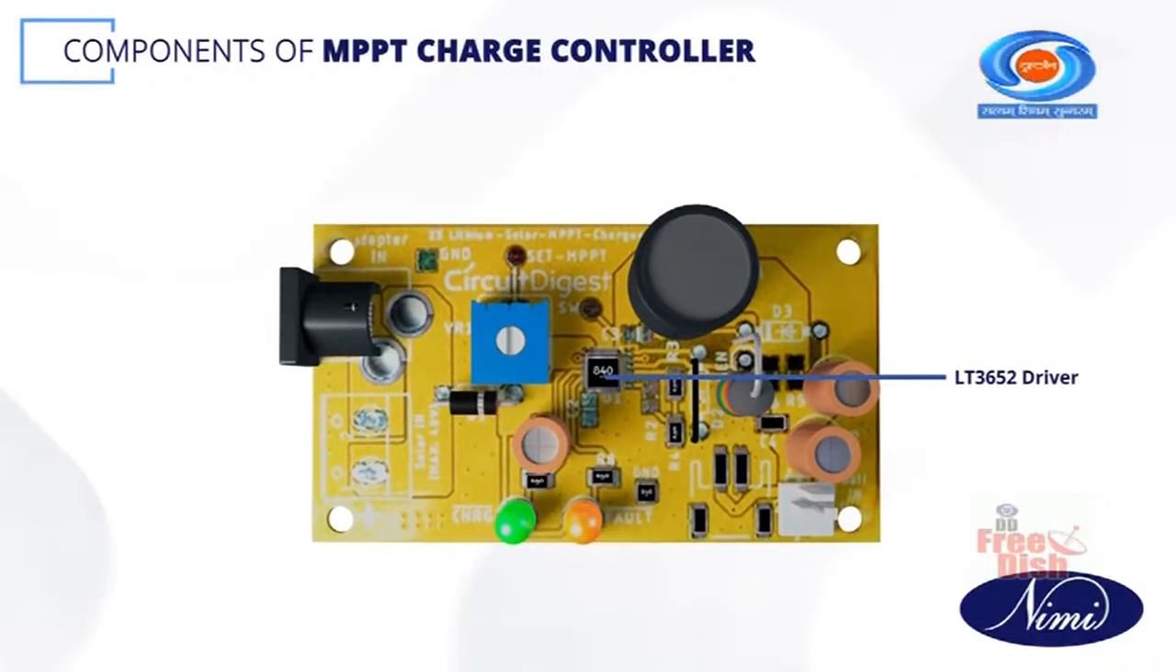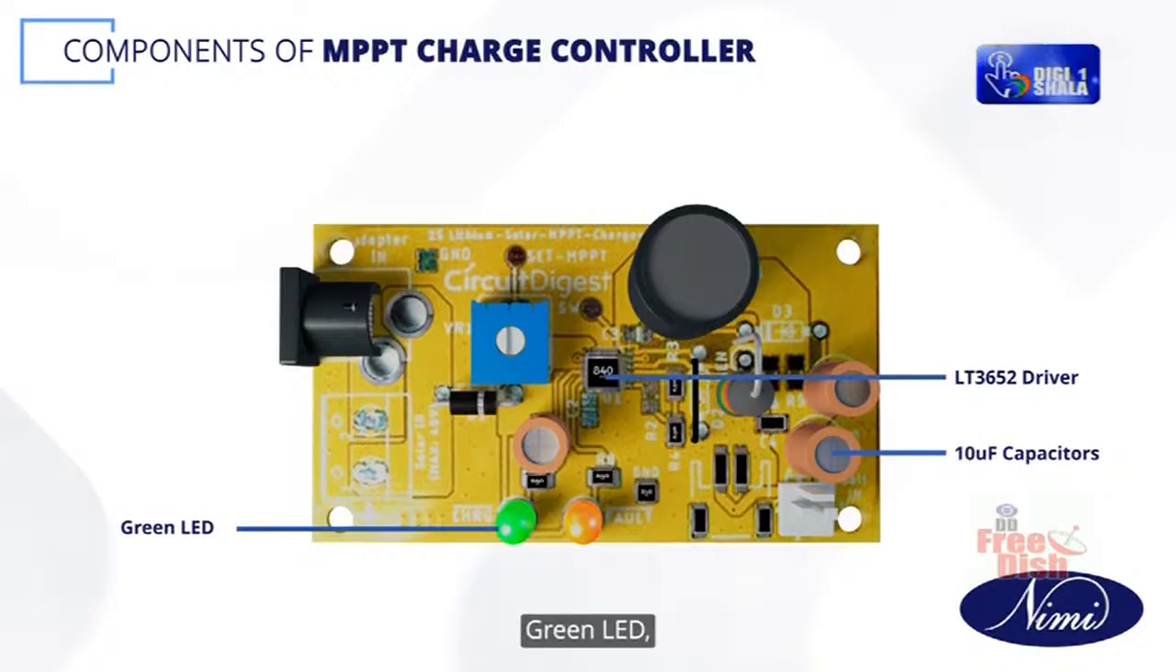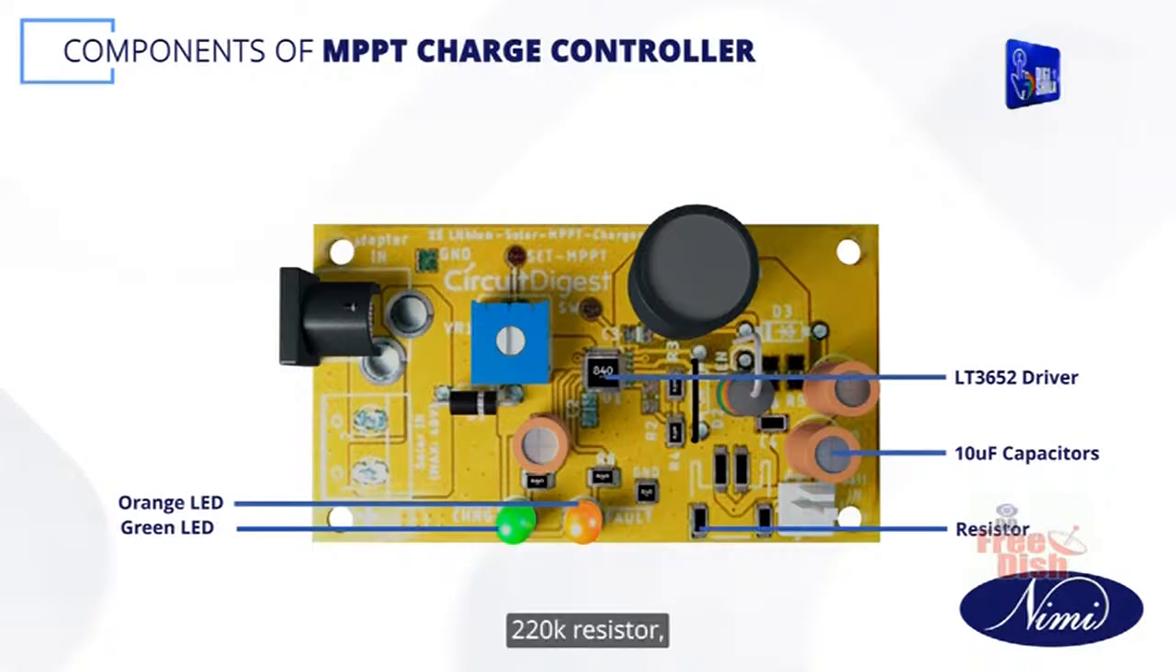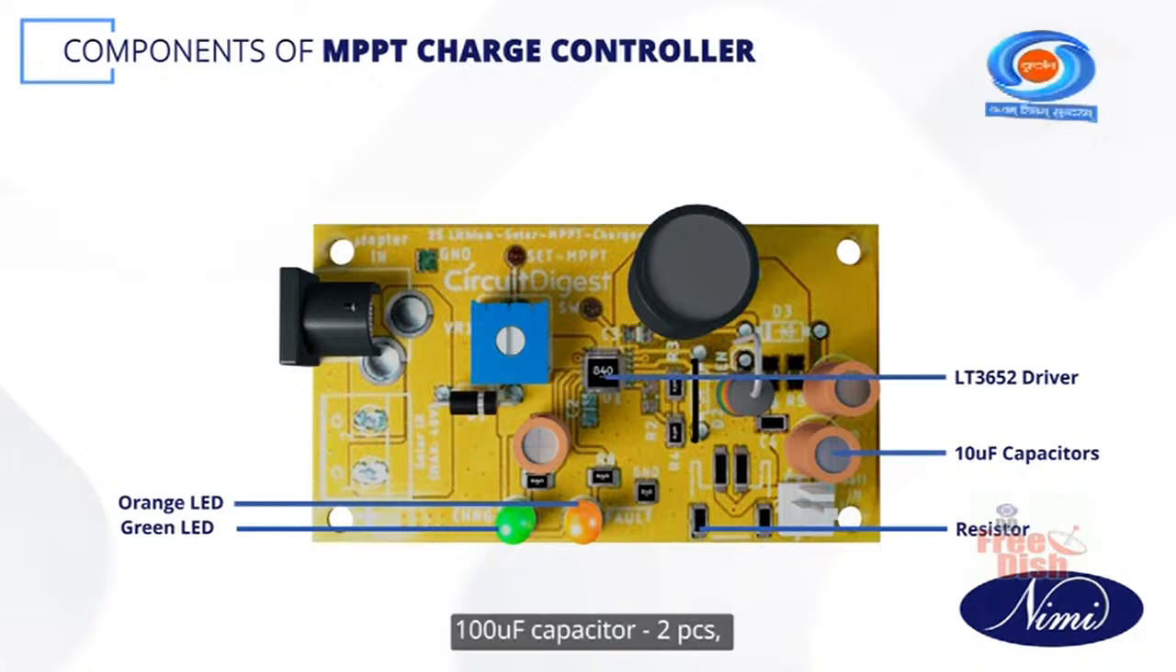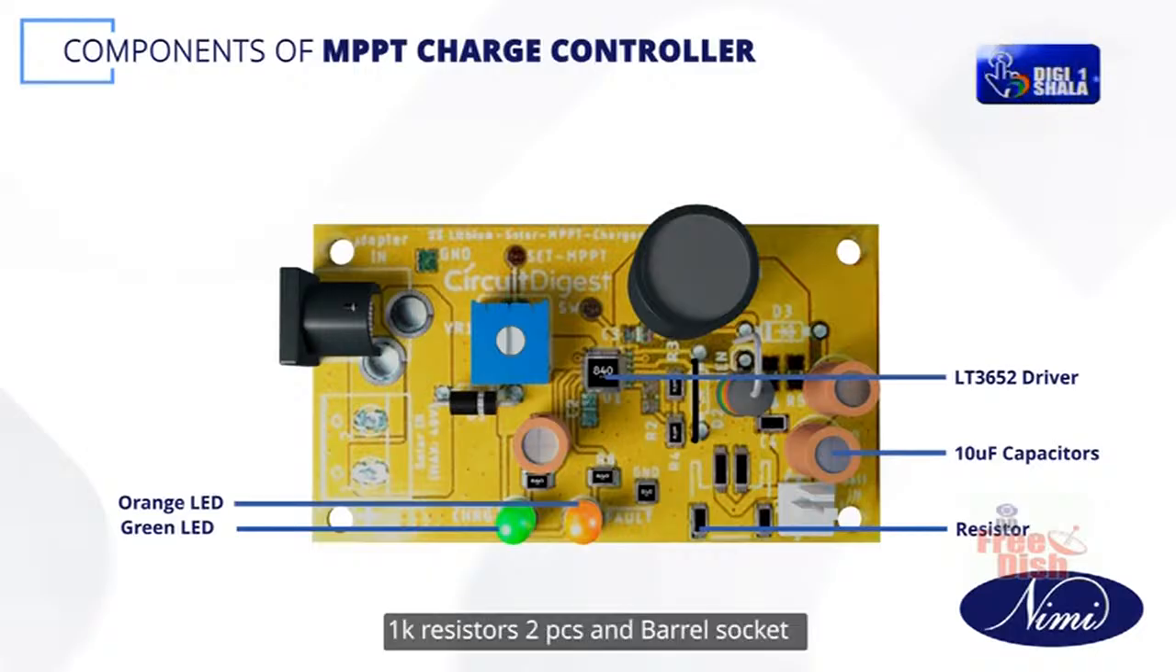LT3652 driver, capacitors 2 pieces, green LED, orange LED, 220K resistor, 330K resistor, 200K resistor, 68 UH inductor, 1 UF capacitor, 100 UF capacitor 2 pieces, battery 7.4V, 1K resistors 2 pieces and barrel socket.